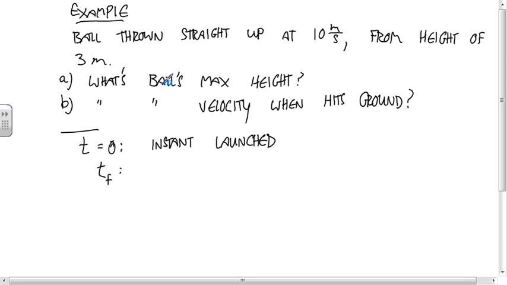For part A, though, this is a case where we're going to have to choose different ones for the 2 different parts. It's going to be when it reaches the maximum height, because that's where we want to find information. Also, we know something at the maximum height. We know the velocity is equal to 0.